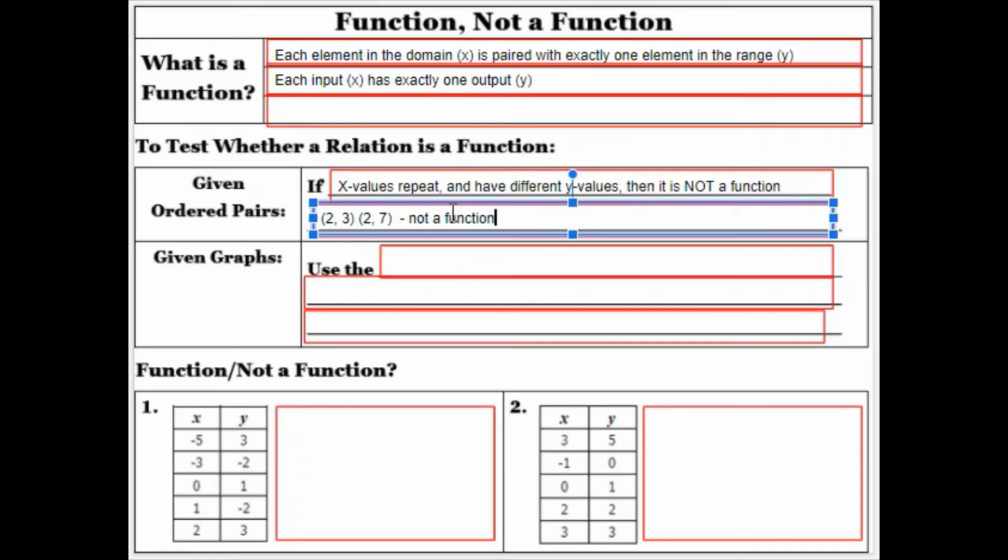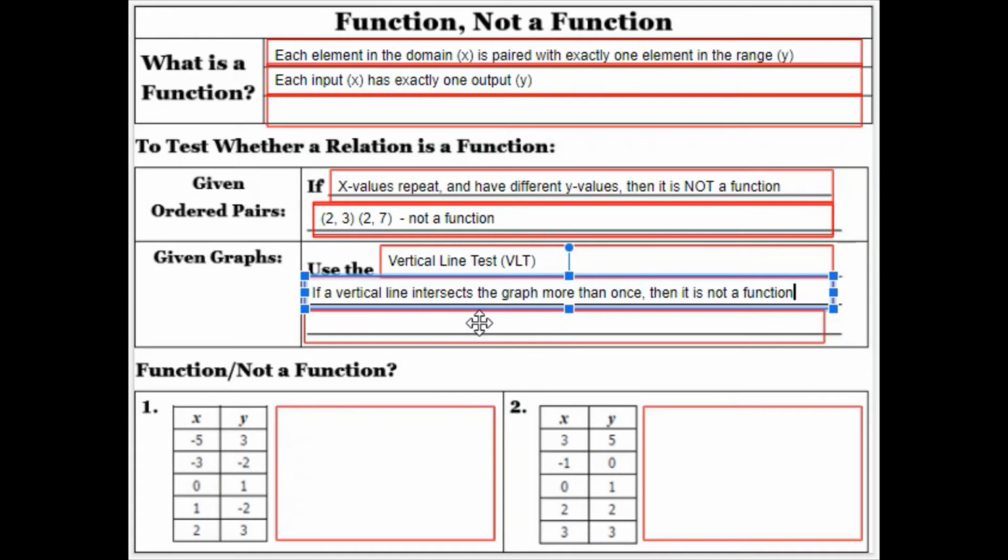What if you're given a graph? If you have a graph and you need to tell if it is a function or not, you will use the vertical line test, sometimes abbreviated as VLT. How do we use the vertical line test? That tells us that if a vertical line intersects the graph more than once, then it is not a function. So if you imagine, for example, a circle, if you graphed a circle and drew a vertical line through it, it would hit 2 points.